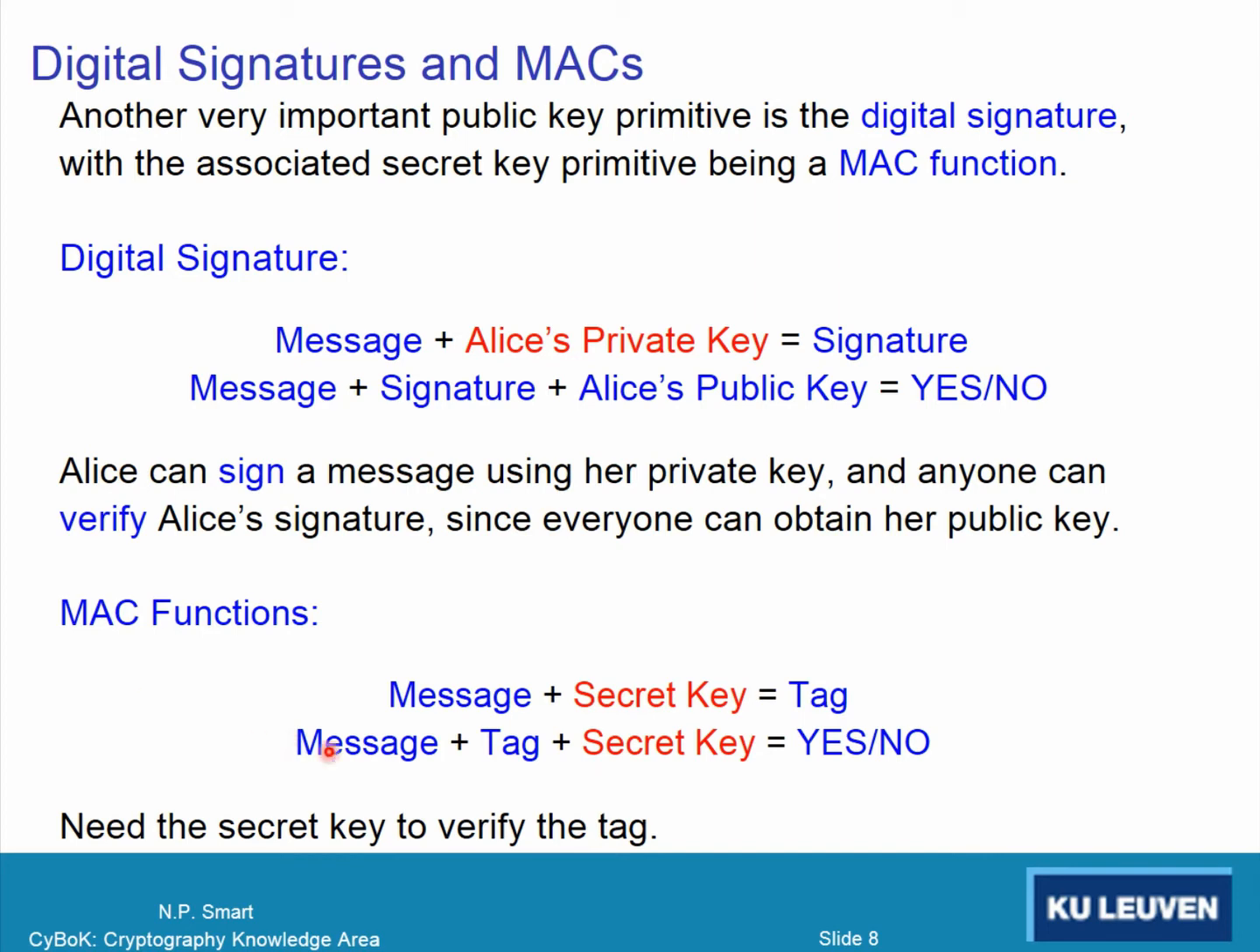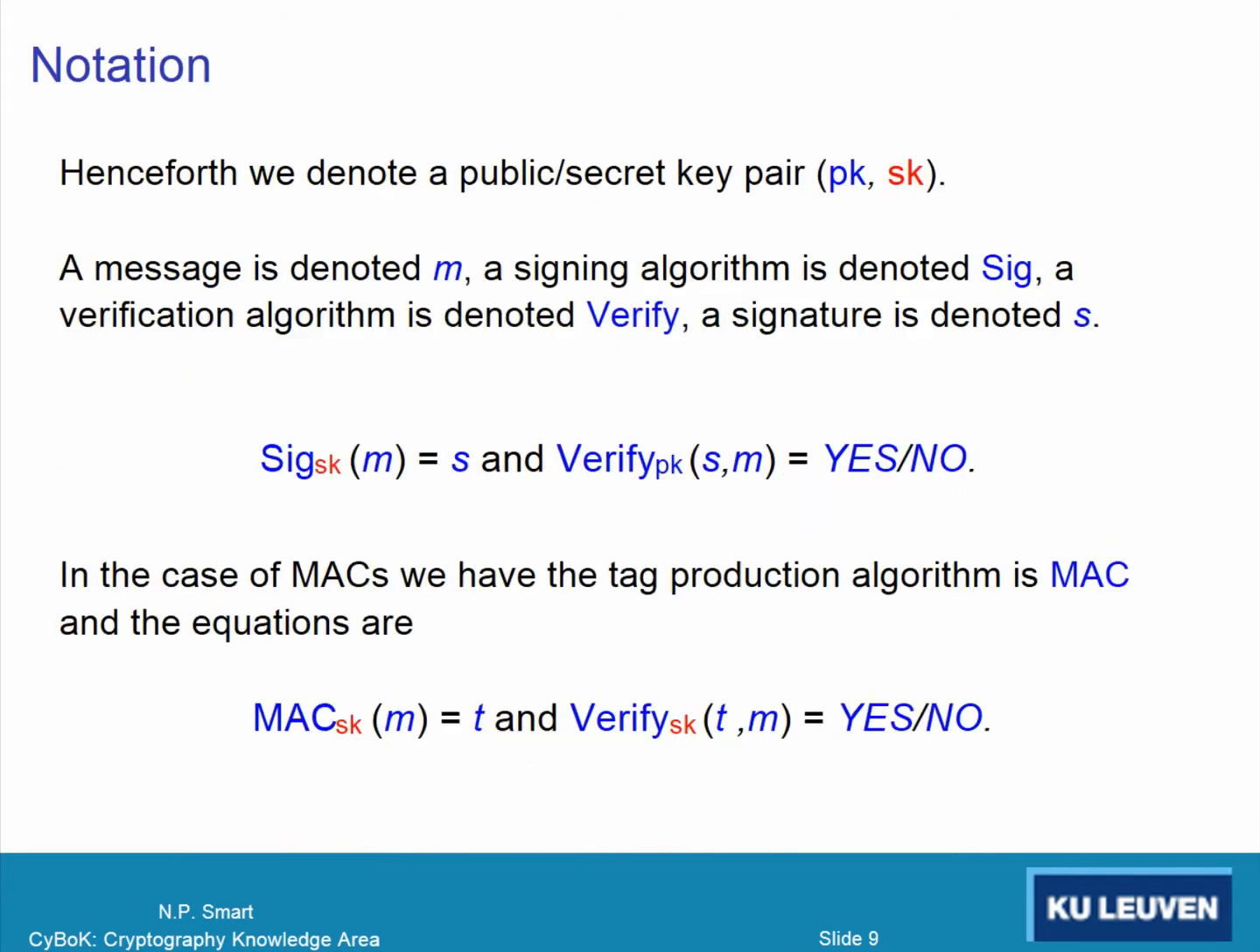Otherwise, you take the message and the tag and the secret key, and it gives you a yes or no answer again. So you can think of message authentication codes as the symmetric key equivalent of a digital signature. Okay, and again, we can encode those in mathematical formulas.